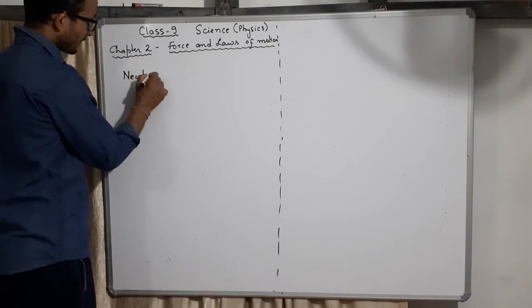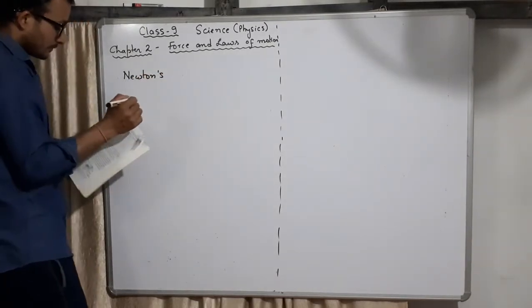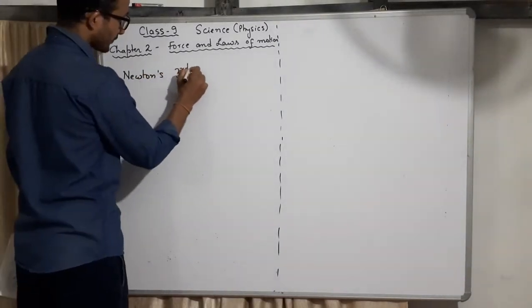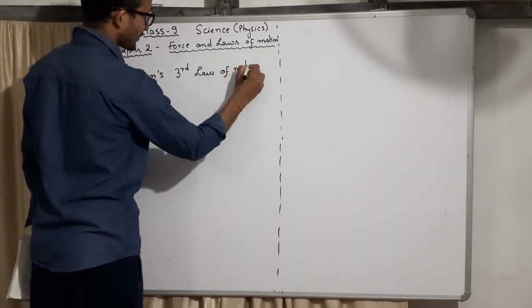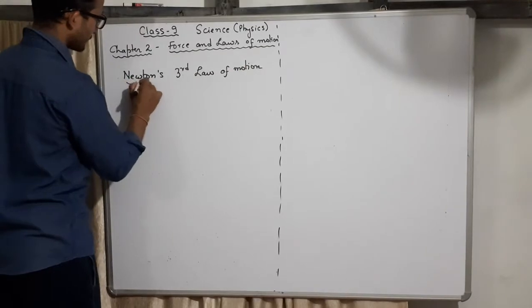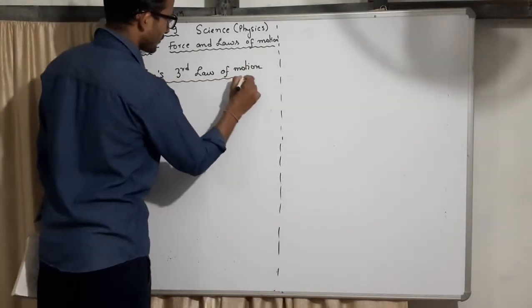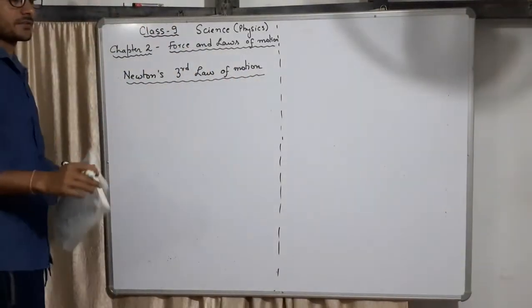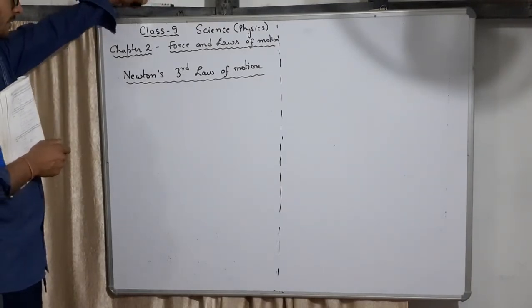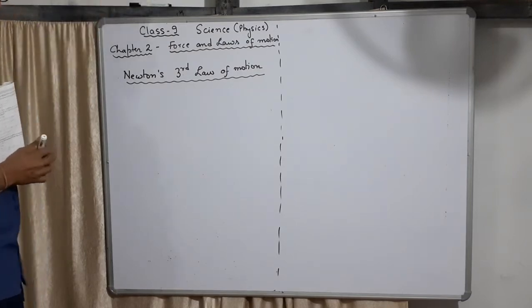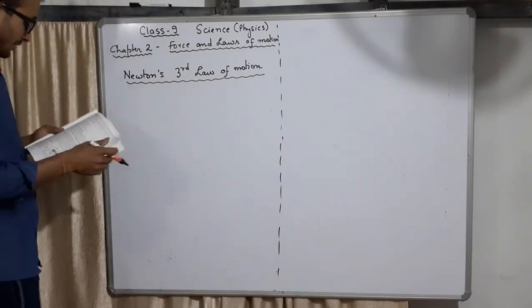The new topic is Newton's third law of motion. How many laws were there? There were 3 laws. The third law is simpler in its statement and pretty useful when we understand the applications also. Let us see what this is. I'll write the statement in its simplest form. It is given here like this.